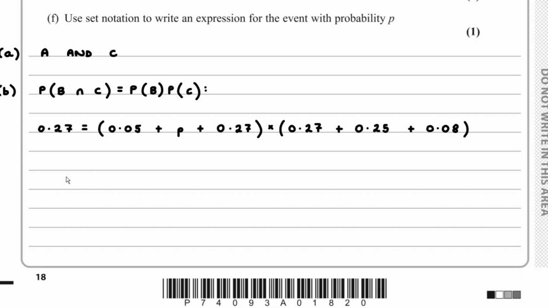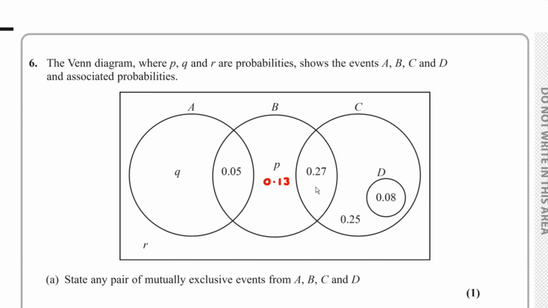So let's simplify as much as we can. Well, here we've got P plus, well, 0.05 plus 0.27, that's 0.32. Now, 0.27 plus 0.25 plus 0.08, that's 0.6. And if I do 0.27 divided by 0.6, I get 0.45. So P plus 0.32 is equal to 0.45, meaning P is equal to 0.13, which is added to the diagram here.